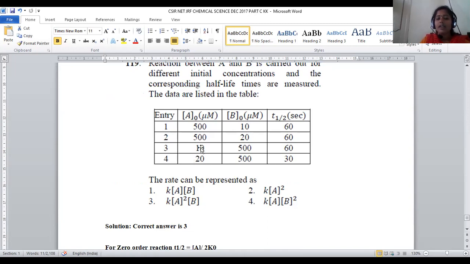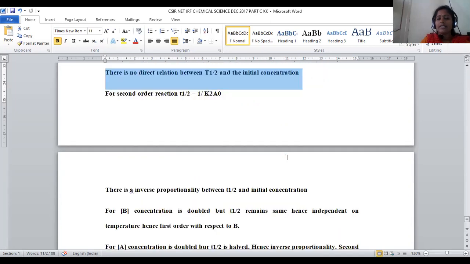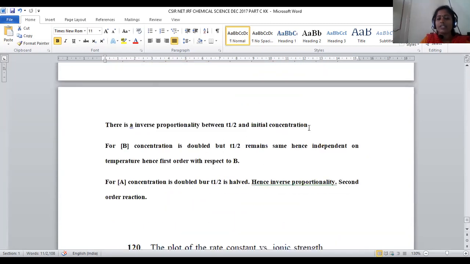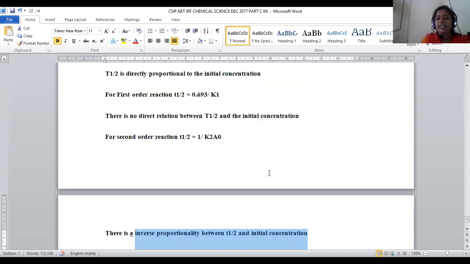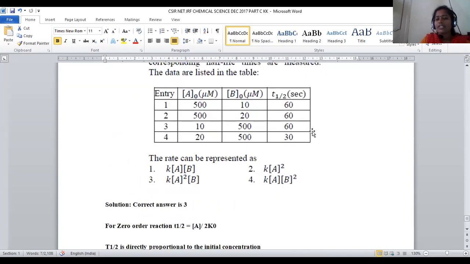For A concentration here, it is raised from 10 to 20. If concentration changed from 10 to 20, T half is changed from 60 to 30. Means concentration doubled, half-life will be halved. What is the relation? Inverse proportionality. Inverse proportionality indicates it is a second order reaction.